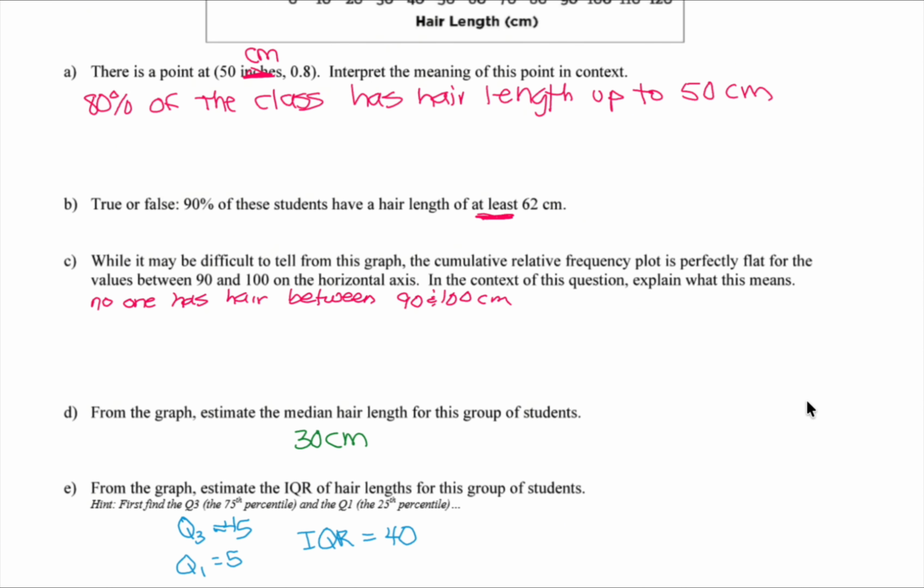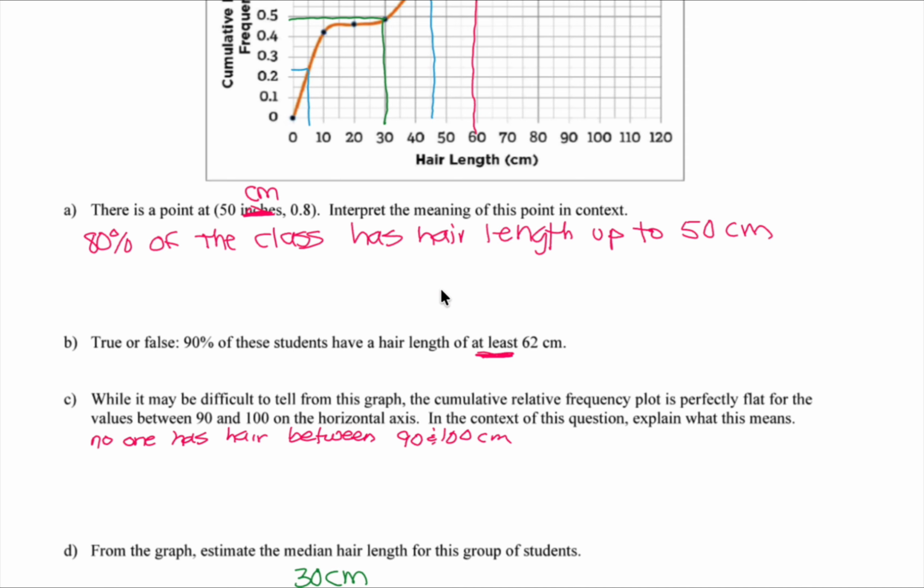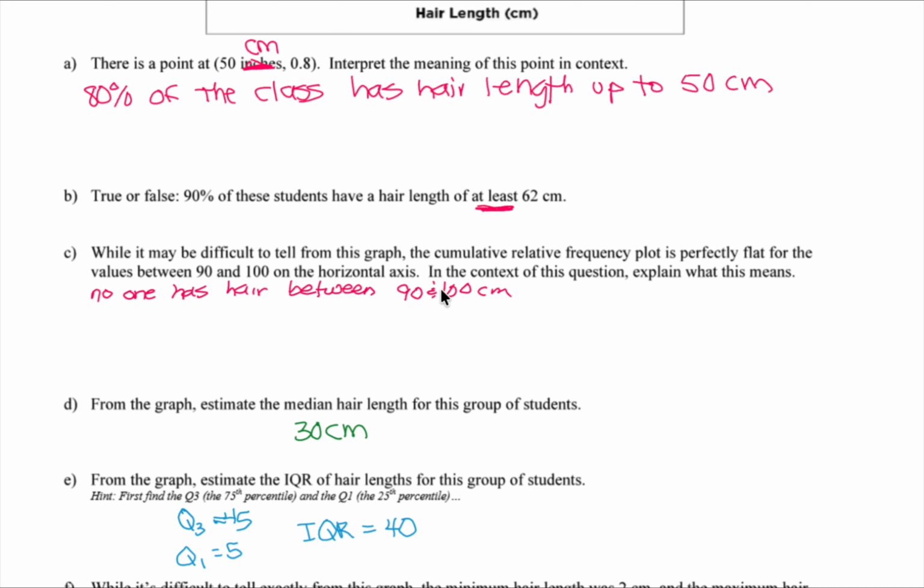Okay, for part E, we're finding the interquartile range, or IQR. So remember Q1 is the 25th percentile and Q3 is the 75th percentile. So I go to 0.25 on the y-axis, hit the curve, drop down, and get about 5 centimeters for Q1. And then I do the same thing for 0.75. And that gives me about 45 centimeters for Q3. The IQR is Q3 minus Q1, so that's 45 minus 5, which equals 40 centimeters.